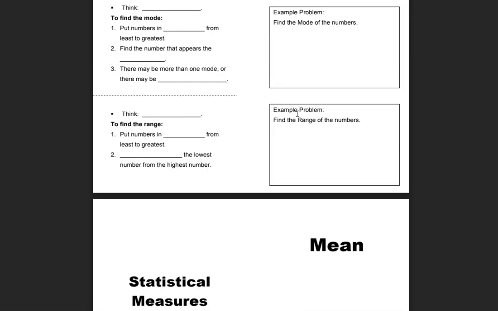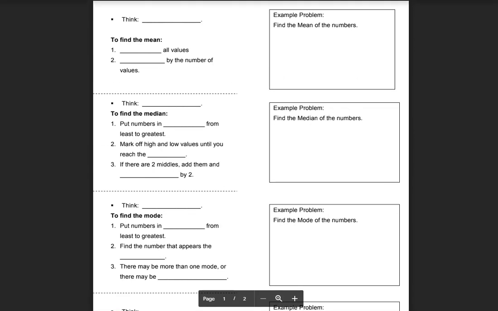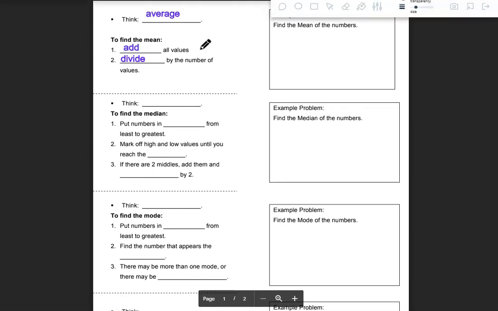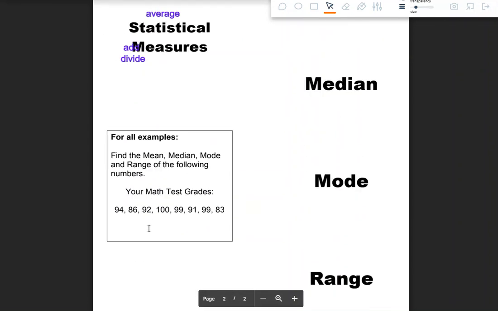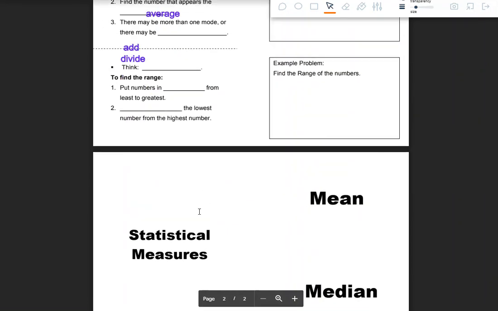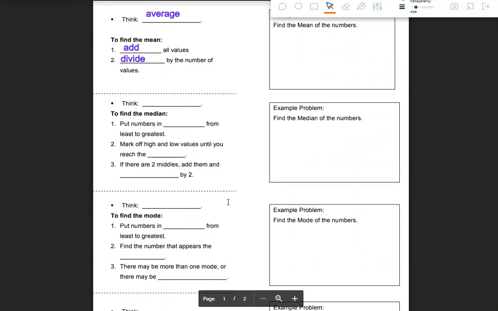First one says mean. Let's see what mean means. When you think of mean, think average. It's finding the average. What you do is you add up all your values and you divide by the number of values that you have. All right, so let's go back to our example. Our example is on the back of our foldable. We're going to use these numbers and we're going to figure out the mean.